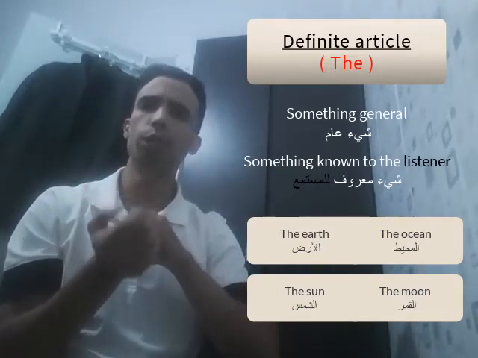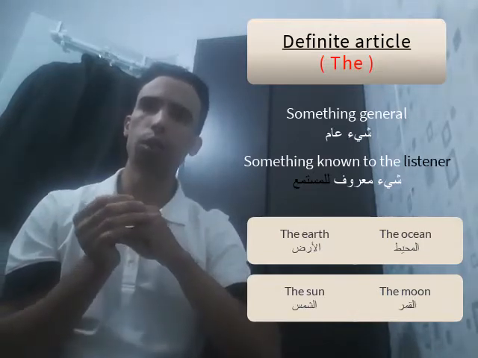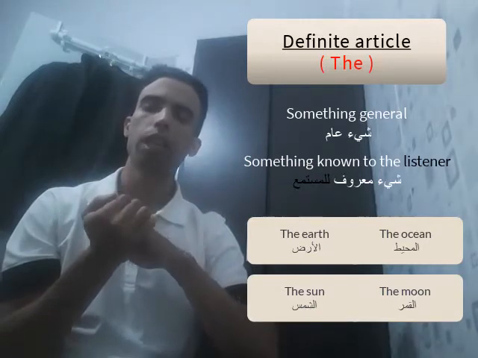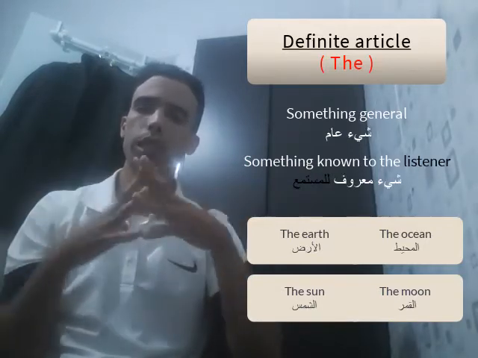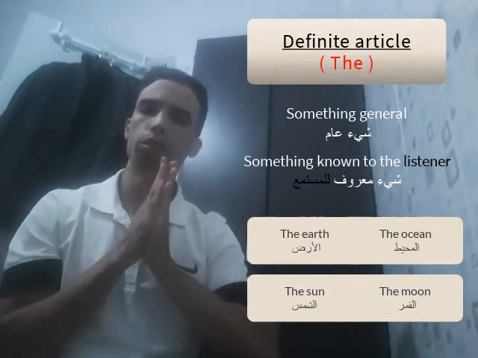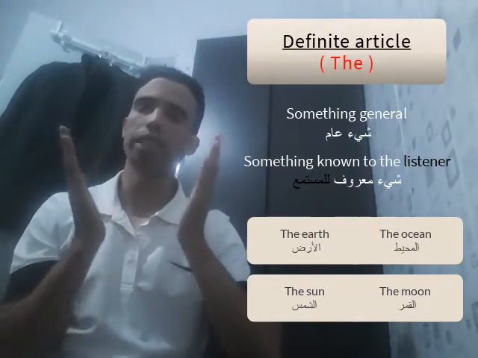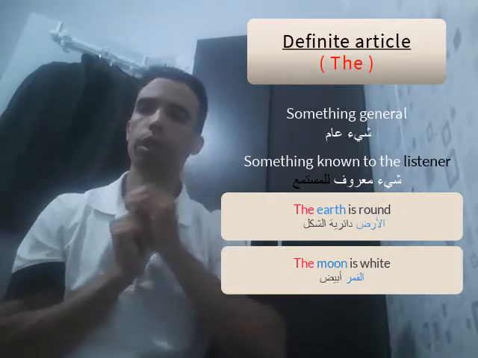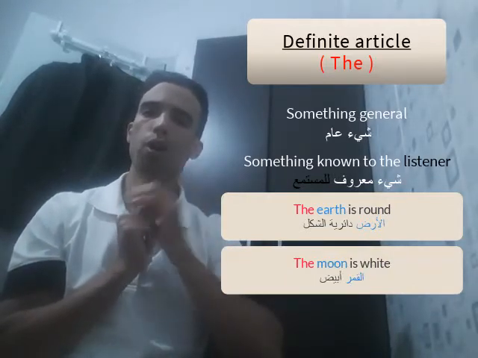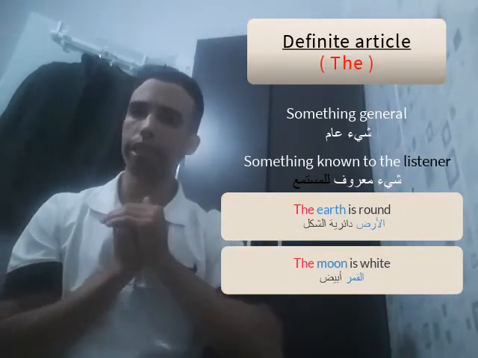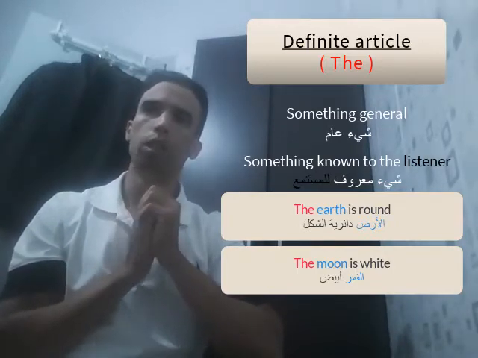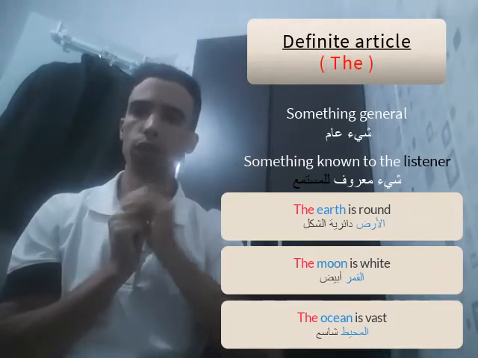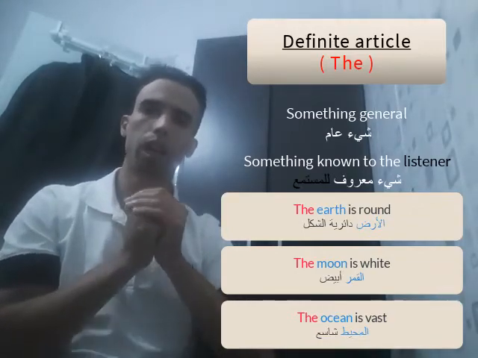There is no need to repeat or try to identify them to the speaker or to the listener, sorry. And we use them in a sentence. For example, we can say the earth is round, or the moon is white, or the moon is shiny, for example. Or we can say the ocean is vast. The ocean is vast or is very large.